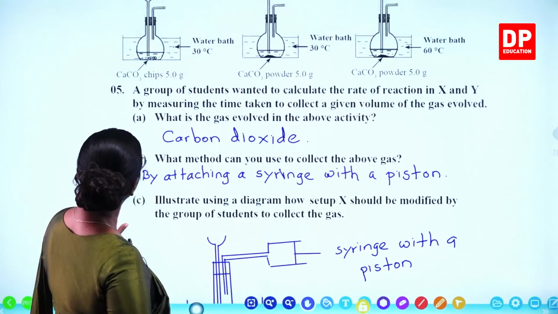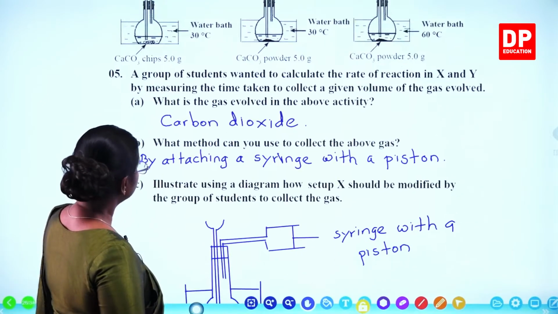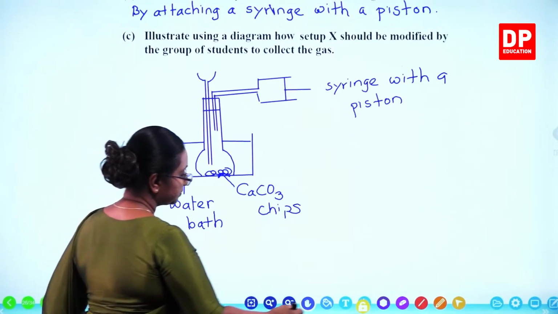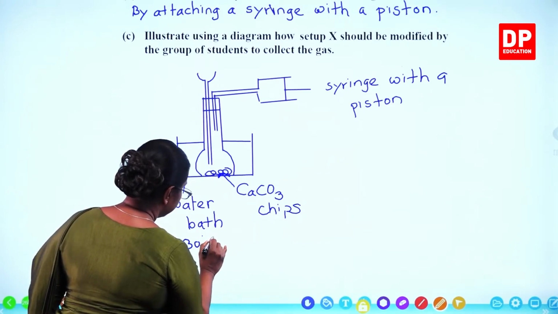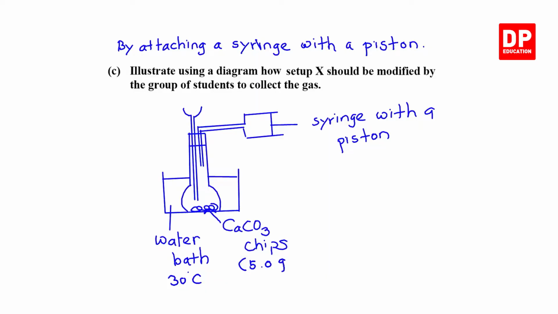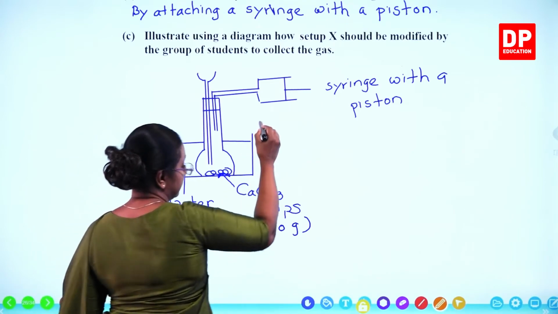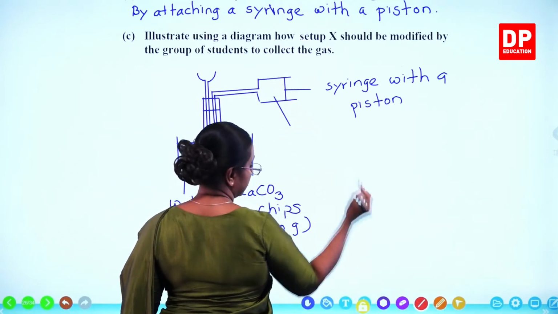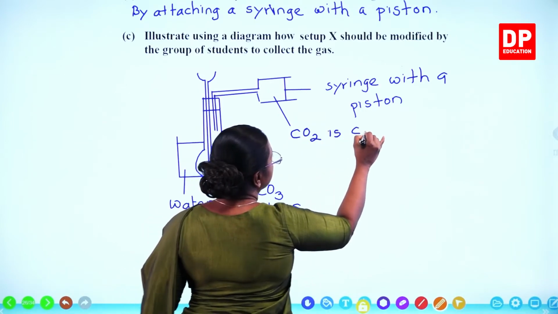So if you look at it, here calcium carbonate chips 5 grams and water bath 30 degrees Celsius. That is the difference. So this is the main part that you have to show, that you are collecting carbon dioxide gas. Here we can say CO2 is collected.